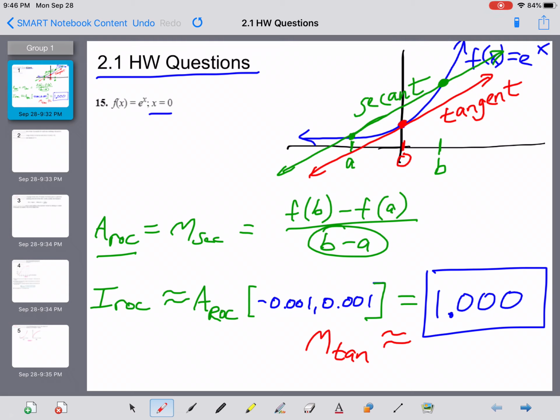Okay? All right, so that was number 15. So again, if we're struggling with these problems a little bit, I think we need to understand this concept here, that we are finding an average rate of change, but we're letting that approximate an instantaneous rate of change by just taking an interval here that's really, really small.